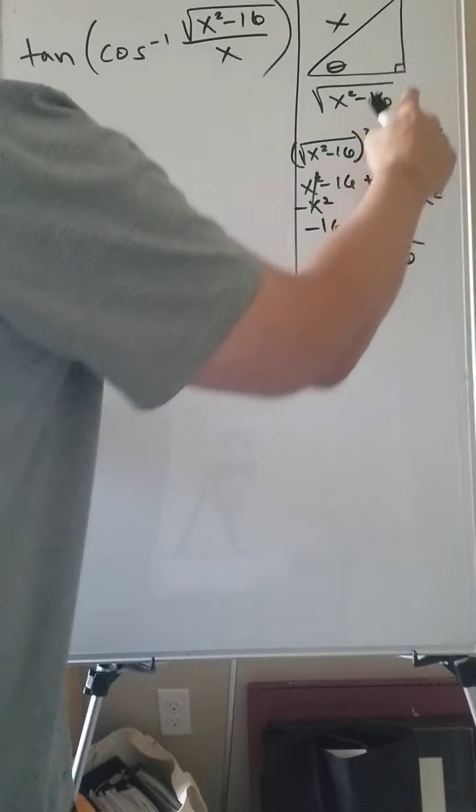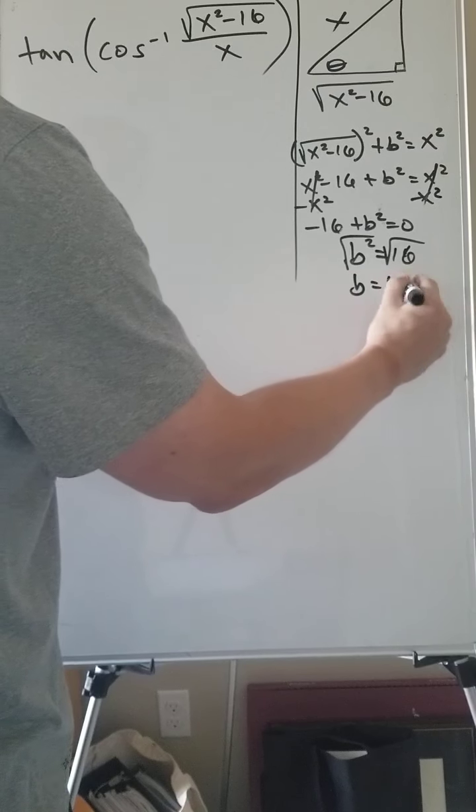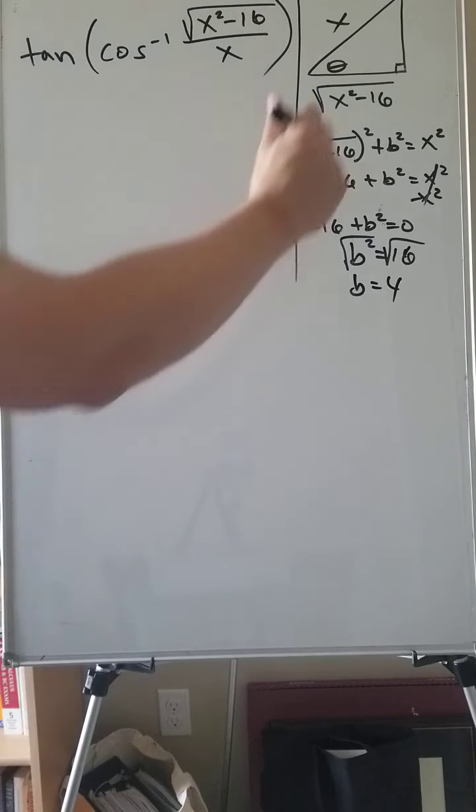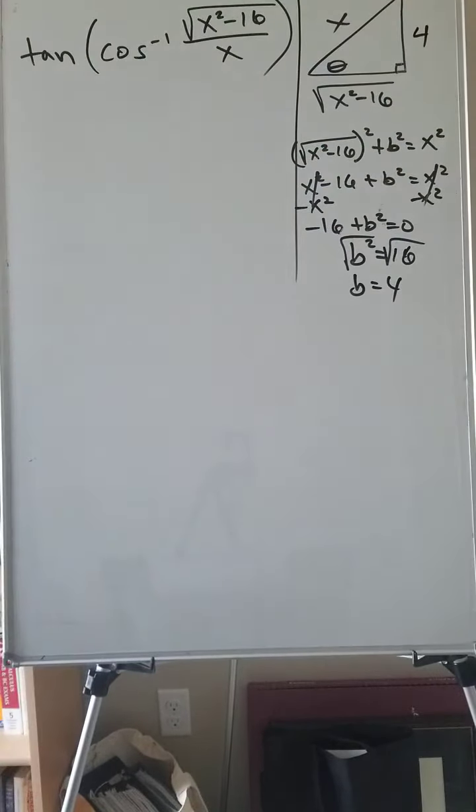Take the square root on both sides. b is a side length, so b can't be negative, so b must just be 4. So this side length here is just 4.